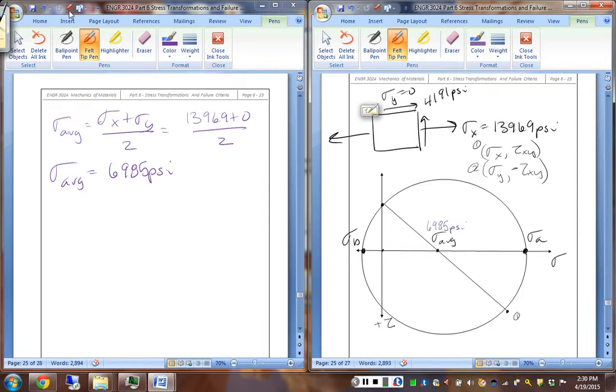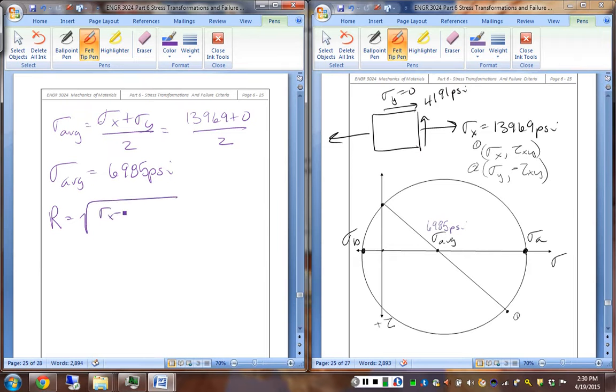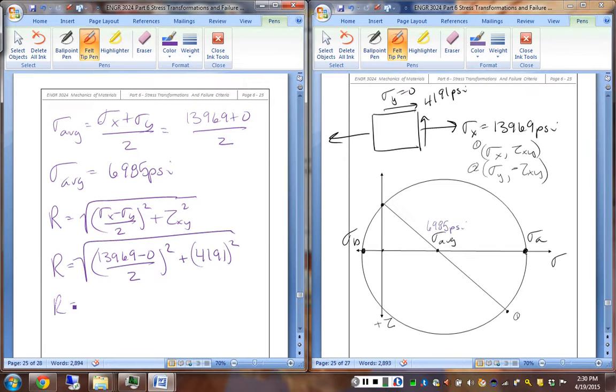We need our radius, which is the square root of the half of the difference squared plus the shear squared. So 13,969 minus 0 over 2, squared, plus 4191 squared, all of that square root. The radius is 8145 psi.